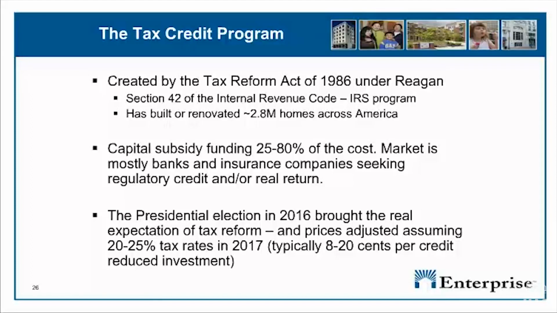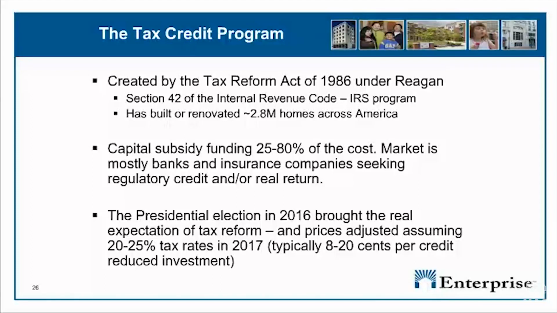The program has resulted in building or renovating over 2.8 million homes across America. So it's accounting for something like 90% of the housing production. It's the longest running federal housing program that we've had in this country, and it's become very refined and functional over time. The result is capital subsidy for the developments ranging from 25 to 80% of the cost. The market for investing in these developments to benefit from the tax credits and the other tax benefits associated with investing are typically banks, but some insurance companies also participate in this market.